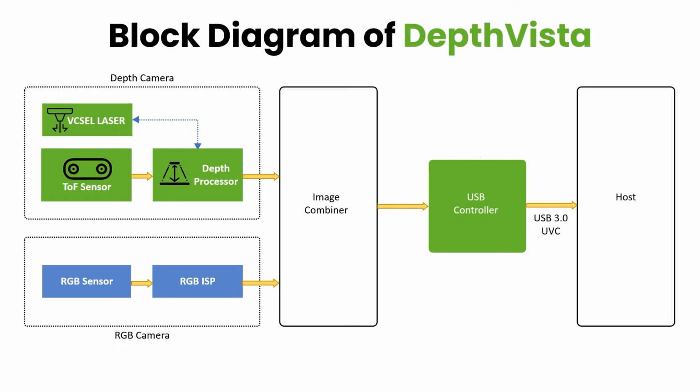DepthVista also comes with an inbuilt IMU sensor that can be used to determine motion, orientation and heading. In addition, there is a temperature sensor on board for the purpose of measuring the temperature of the electronic components of the camera. This makes it suitable for use in an industrial environment.